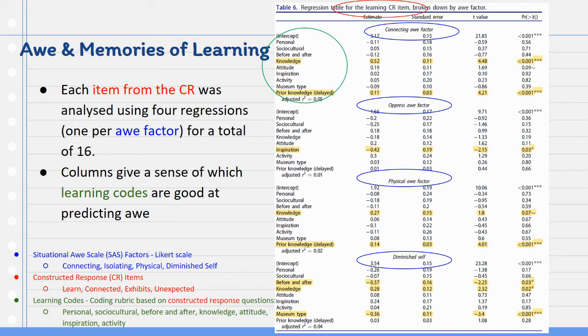The authors mentioned traditional statistical significance, where probabilities or p-values of 0.05 is the threshold for statistical significance, but that they also look at trends and accepted slightly higher p-values as noted by the tilde, or squiggly line as Trevor calls it. The higher the estimate column value is, the stronger the relationship and the better a particular learning code is at predicting awe. The significant relationships using the learning constructed response questions are highlighted here for reference.